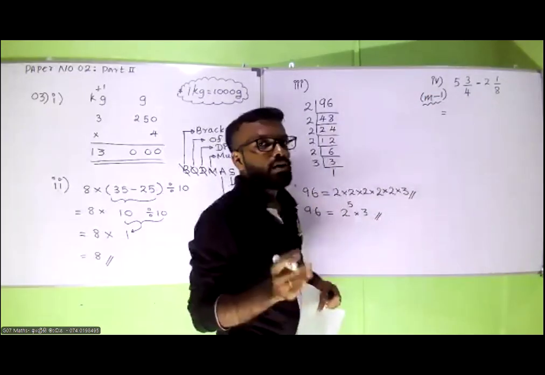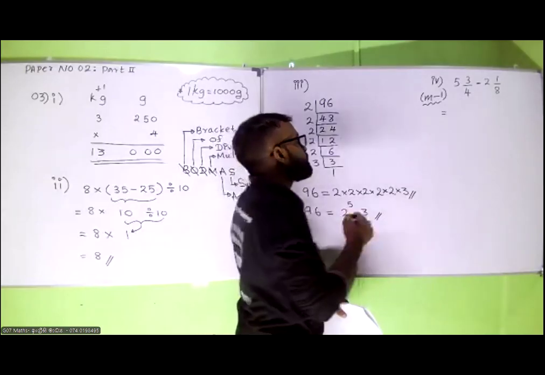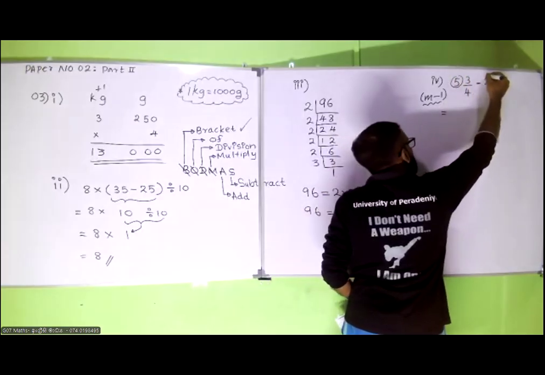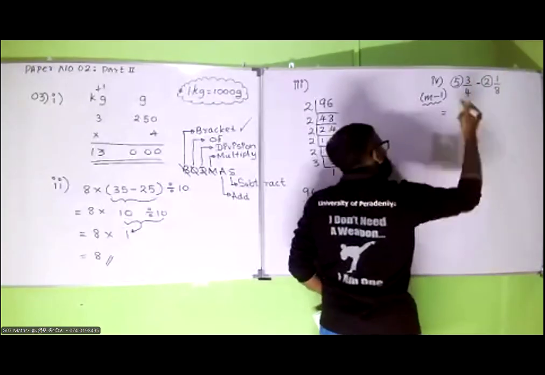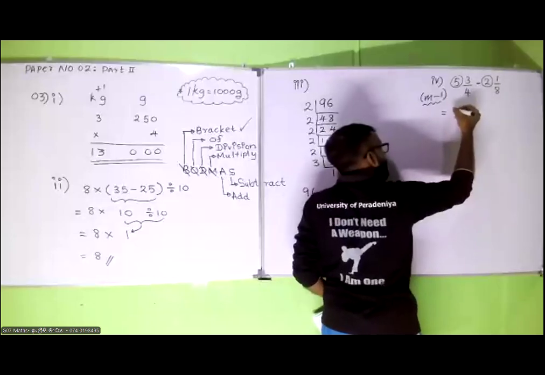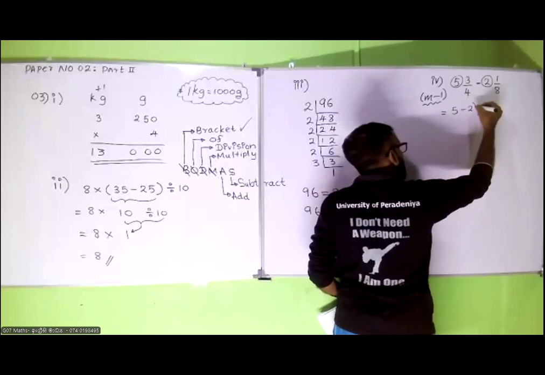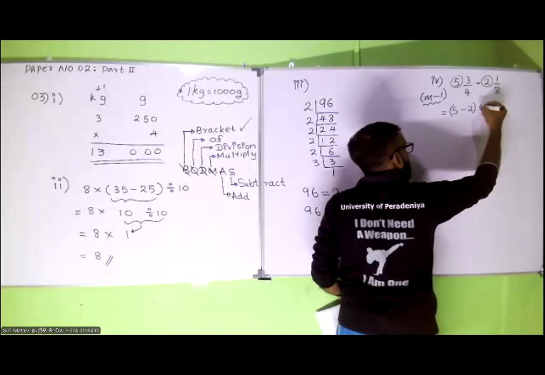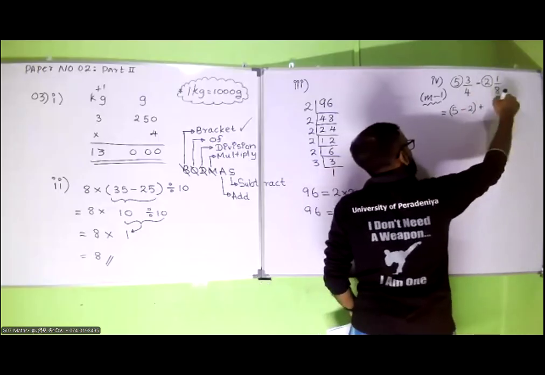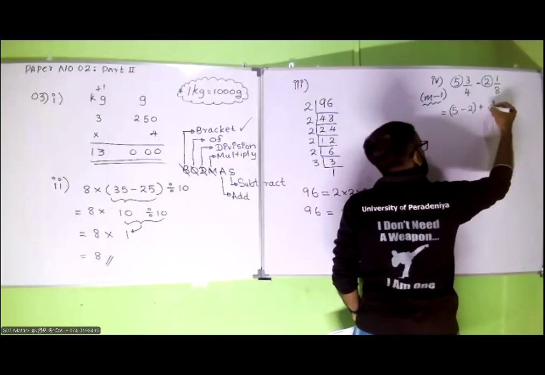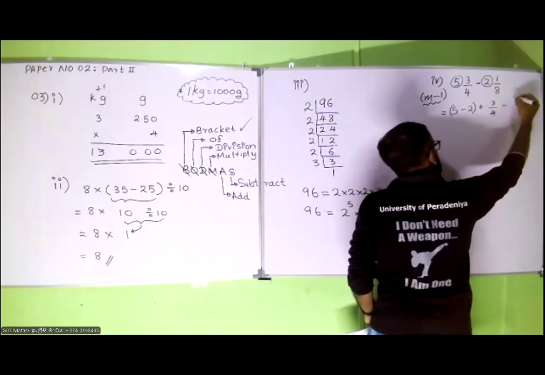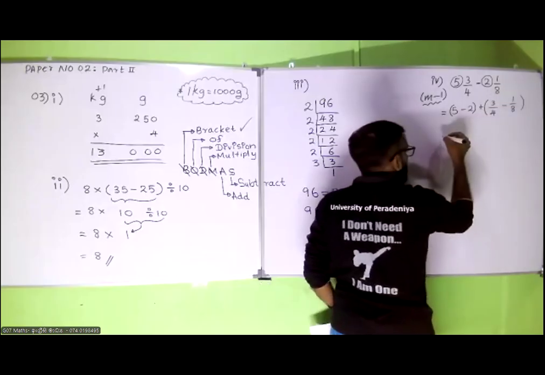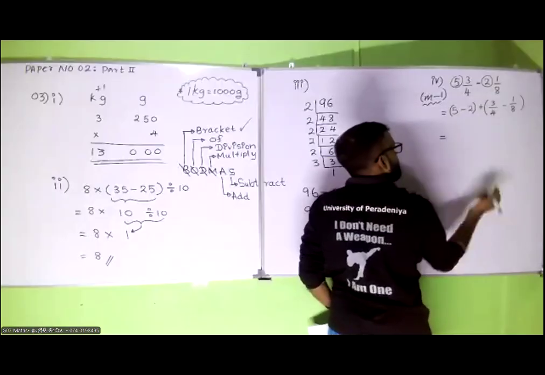One of these methods can be used. So this is my whole number part and this is my whole number part. I can take them separate: 5 minus 2. This is my whole number part, so I will use addition to separate these two. My fraction is 3 upon 4 minus 1 upon 8. Now this is my fractional part. So now I can separately subtract these two.